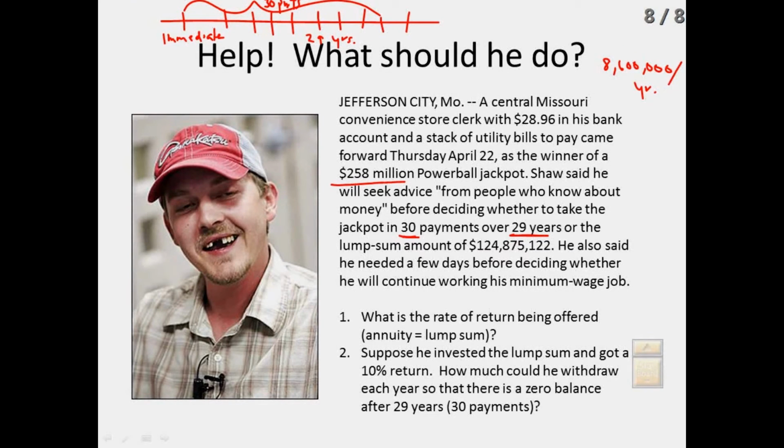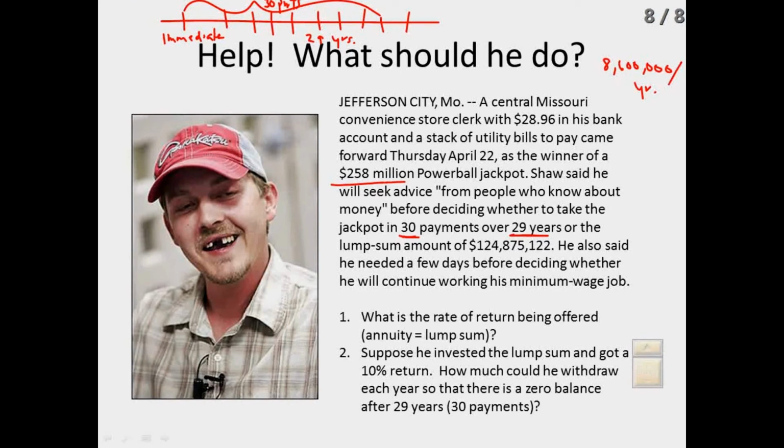They say, well, if you'd rather, we can give you the cash right now, in which case we'll give you $124 million. Okay, so if you wait patiently over the entire life of the payout, you would be getting a total of $258 million nominally, or $8.6 million each year, versus you can take $124 million right now. What should he do?